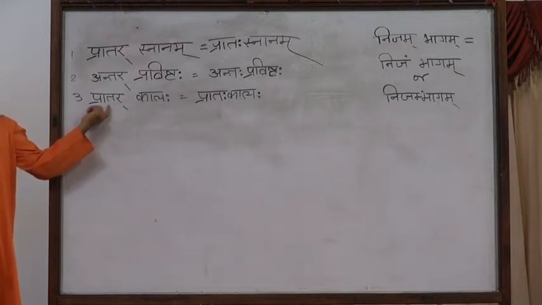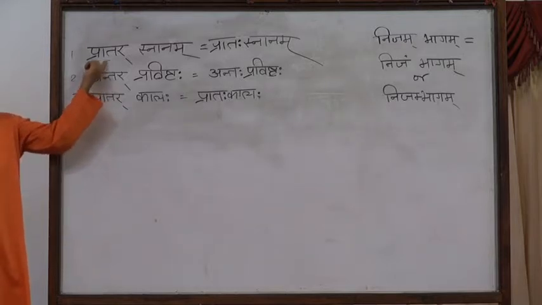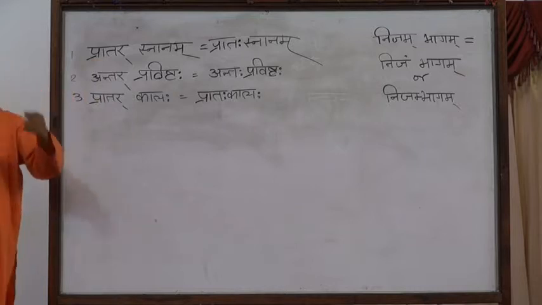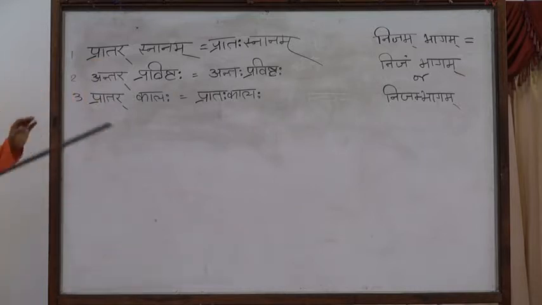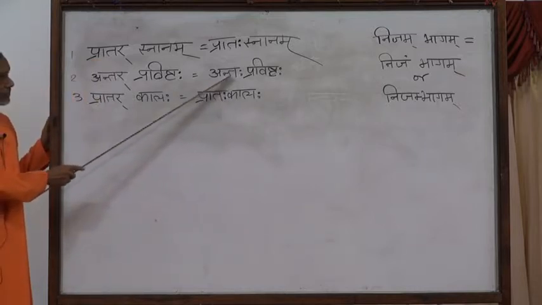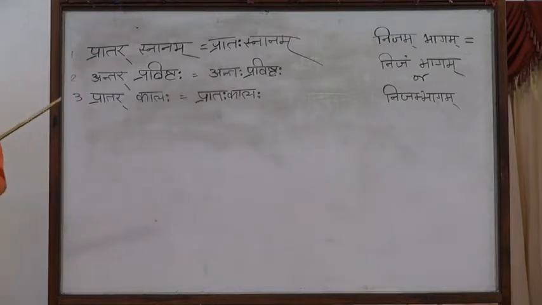So you can see the original words really is pratar, antar, like that. We don't see it like that usually. We see it like this. That is ra at the end of a word.